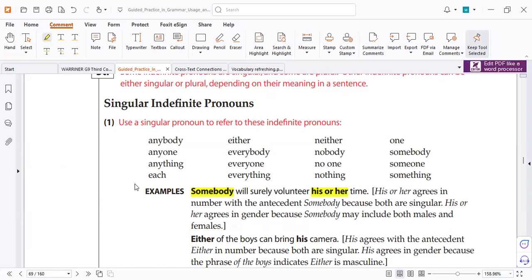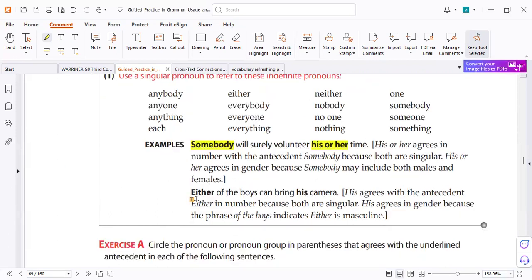Now let's see the next point. Here, for example, if I said "either," I'm talking about one of them. So one of them must be male, not female. So it's "his."